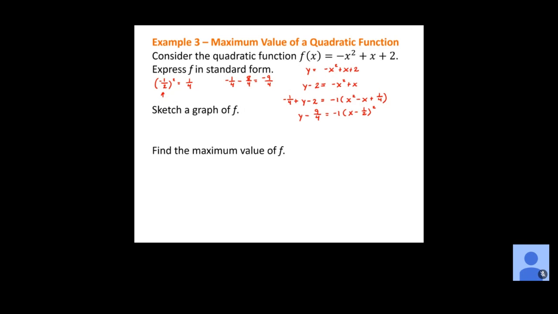And then my last step is just to move that 9/4 back to the other side. This time I need to add it. So we're going to have y equals negative x minus 1/2 squared plus 9/4. And notice there, I dropped the negative 1 and just kept the negative, right? If you want to put a negative 1 there, that's perfectly fine. Just a negative works just as well, though, right? Because the 1 would be understood.